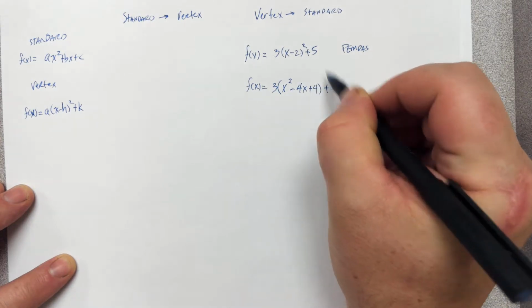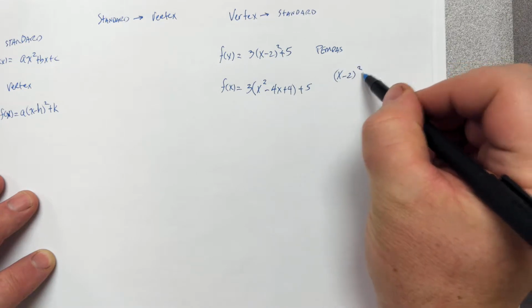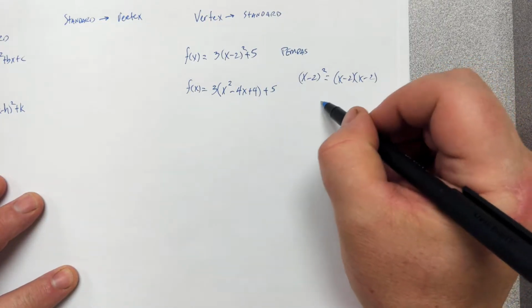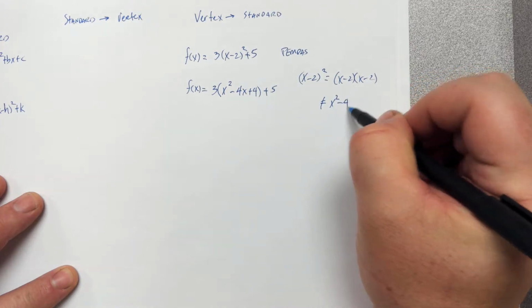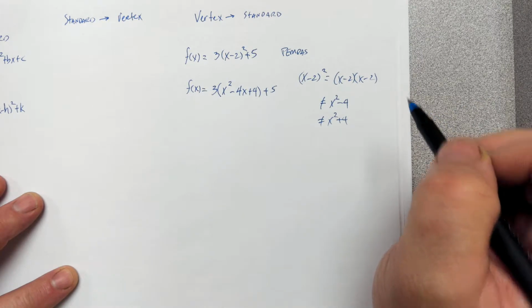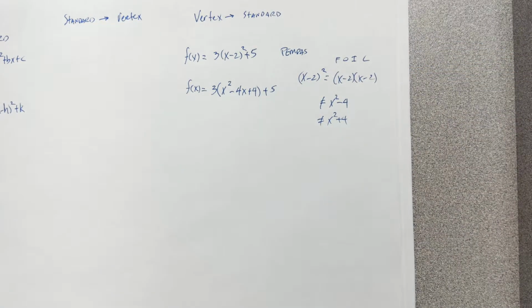Remember? X minus 2 squared, what that really is x minus 2 times x minus 2. It's not x squared minus 4. And it's not x squared plus 4. You have to do, remember the shortcut? First, outer, inner, last. So it's going to be x squared minus 4x plus 4.